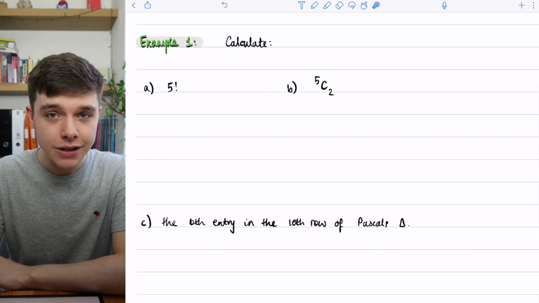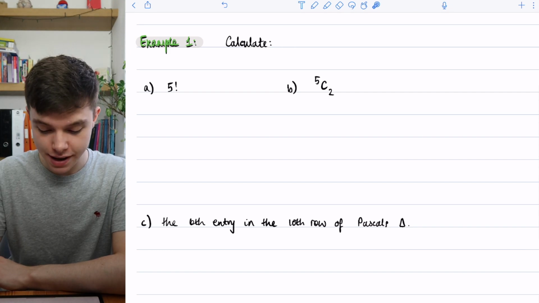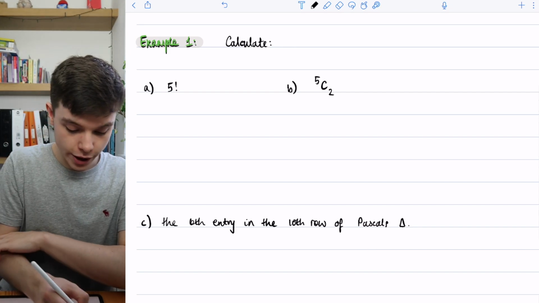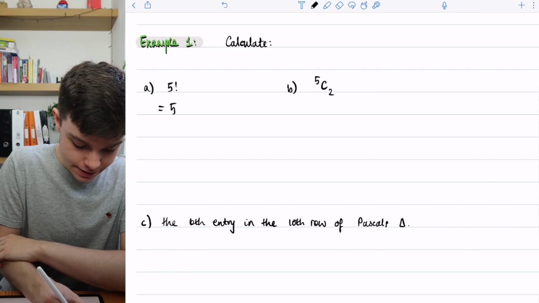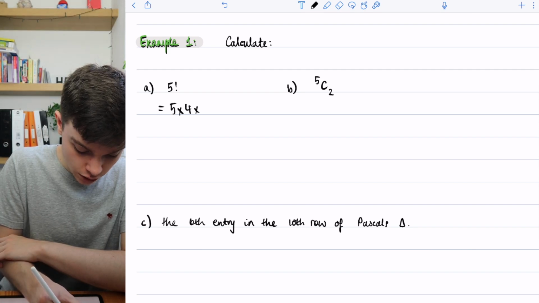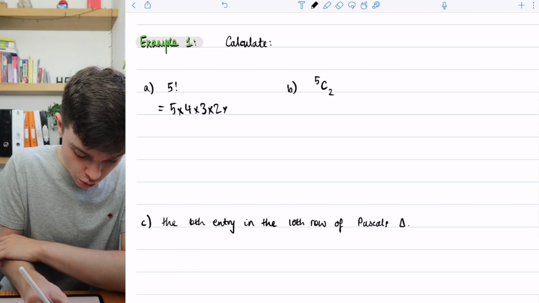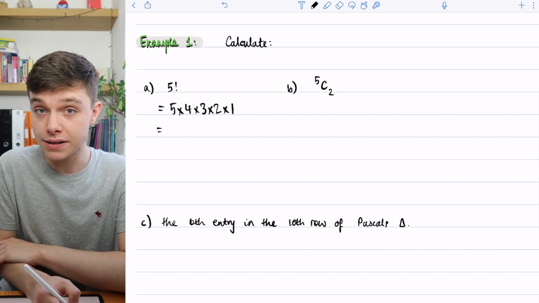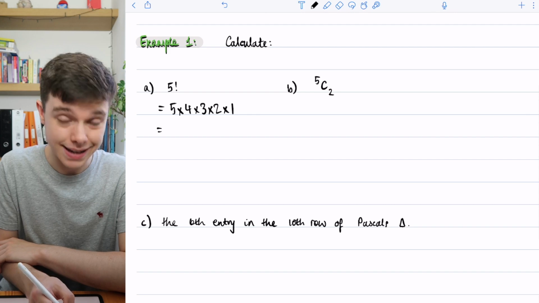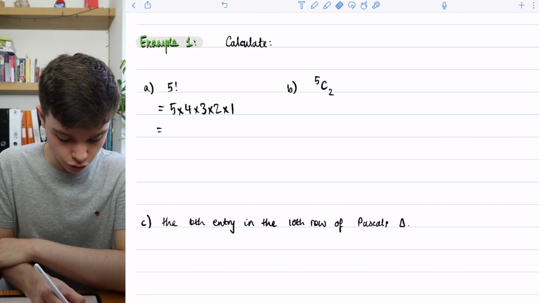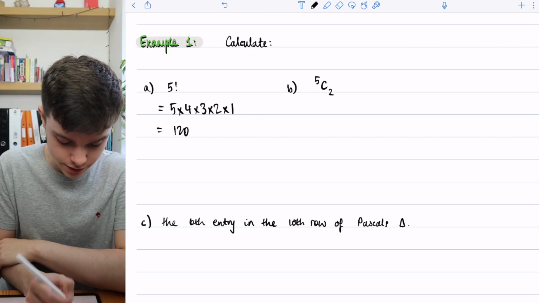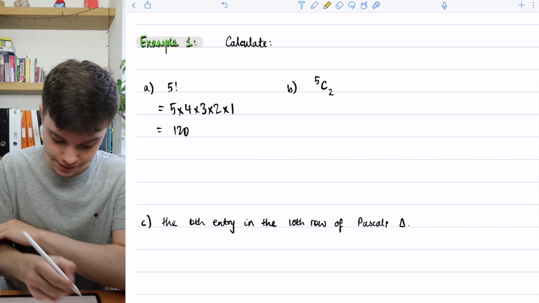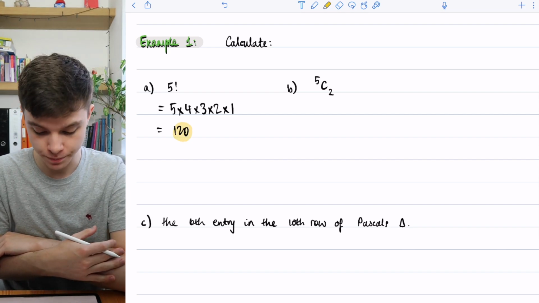Right. A is quite simple. We already had a look at that at the start of this video. I would always show what factorial means. So 5 times 4 times 3 times 2 times 1. Work out what that is. 5 times 4 is 20, times 3 is 60, times 2 is 120. So that is what 5 factorial is. Hopefully you all got that one.